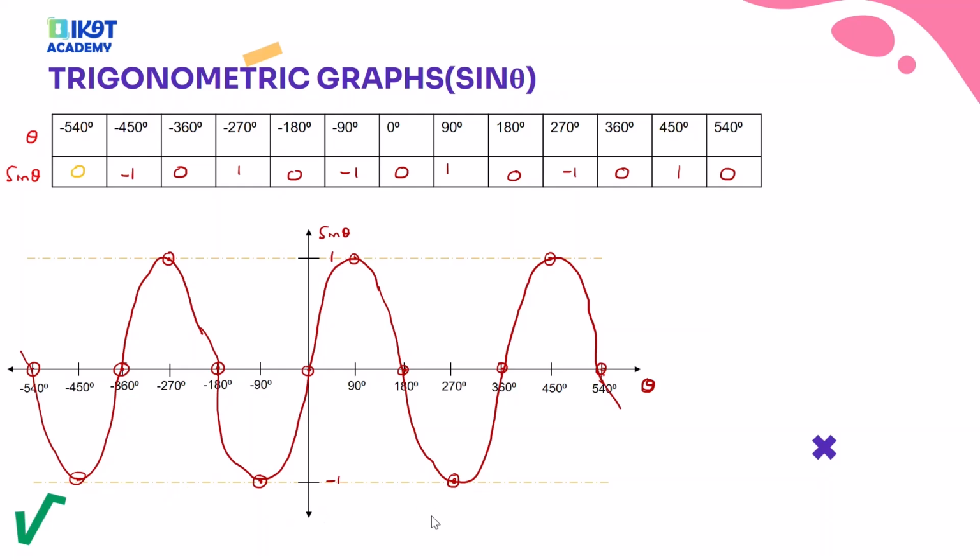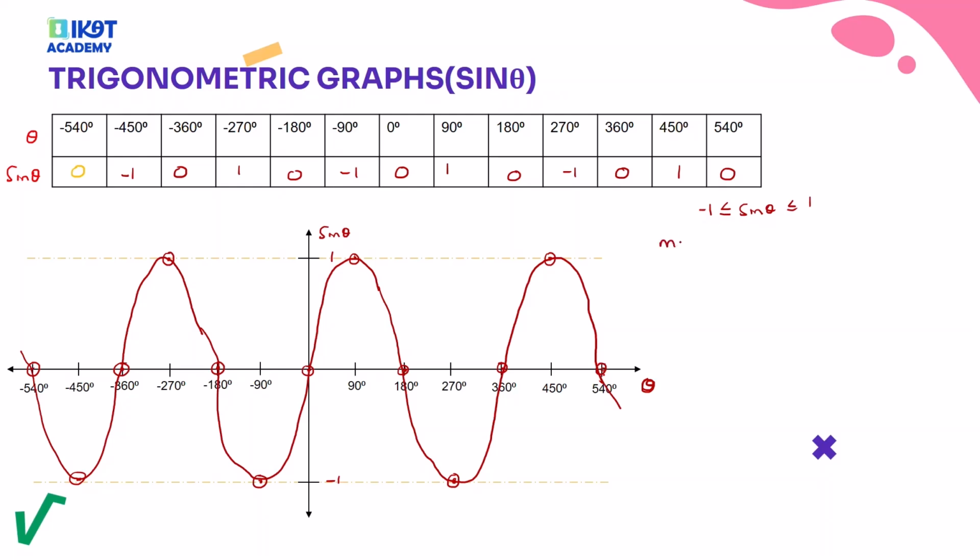Okay, so I've tried to draw a graph. This is a graph that I've drawn for sine theta. Now, let's look at what important things we should note. The same thing we saw last time: any value of sine theta lies between -1 and 1.